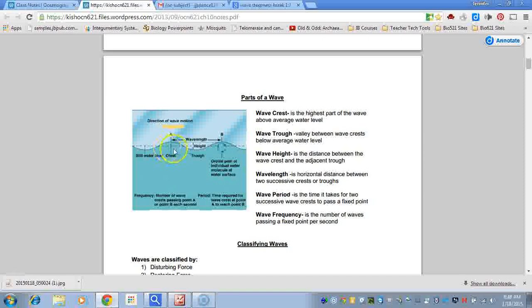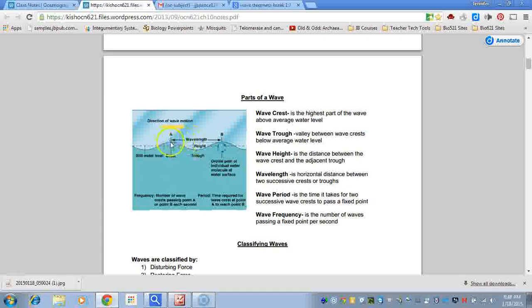The wave trough is the bottom. Okay, so the lowest part, the valley between wave crests. The wave height is the distance between the top of the crest and the bottom of the trough. So this would be the wave height. So from here to about here, from the top of the crest to the bottom of the trough.